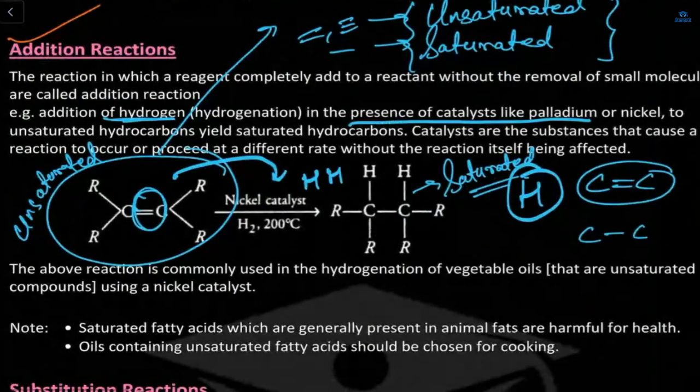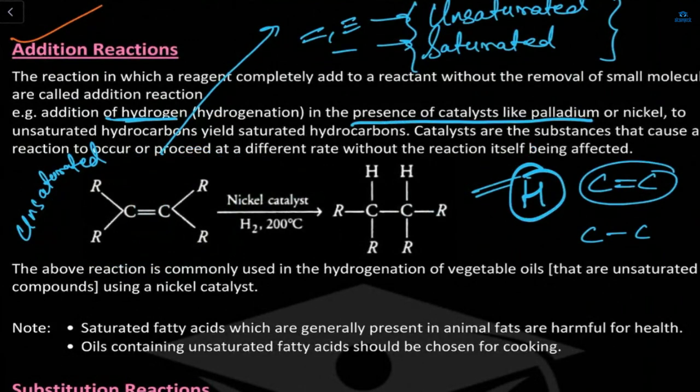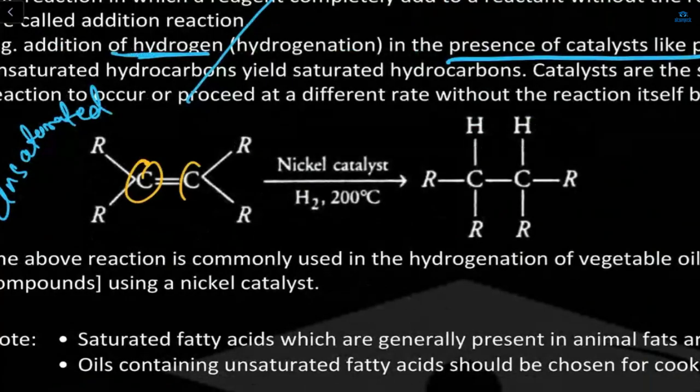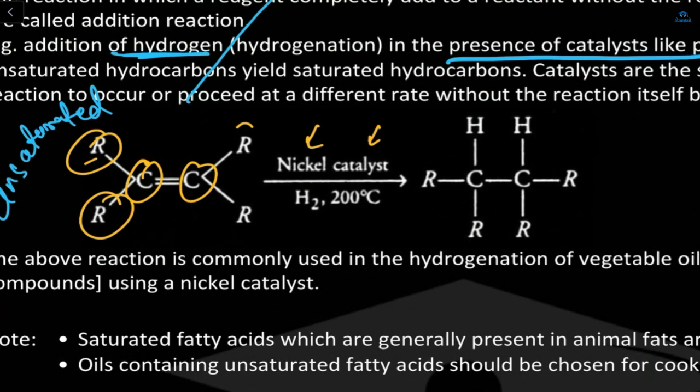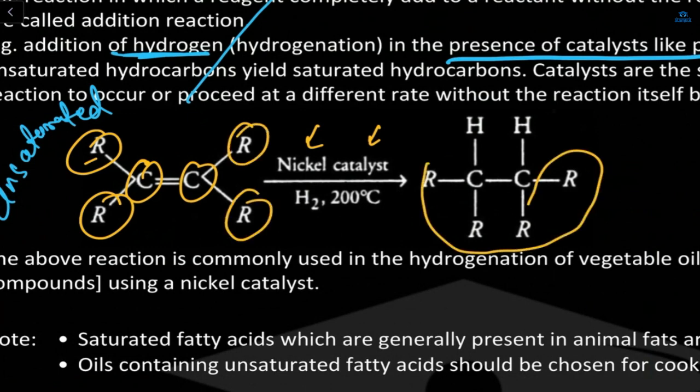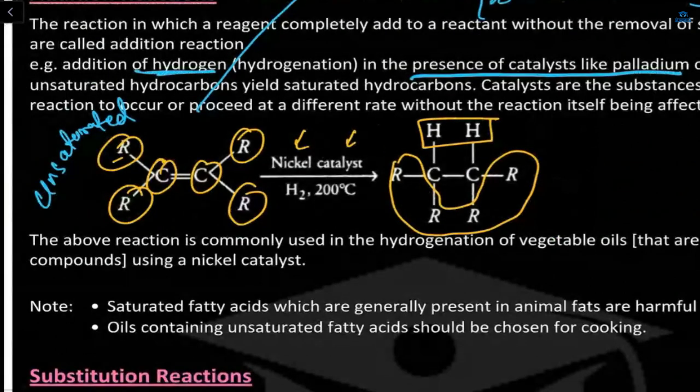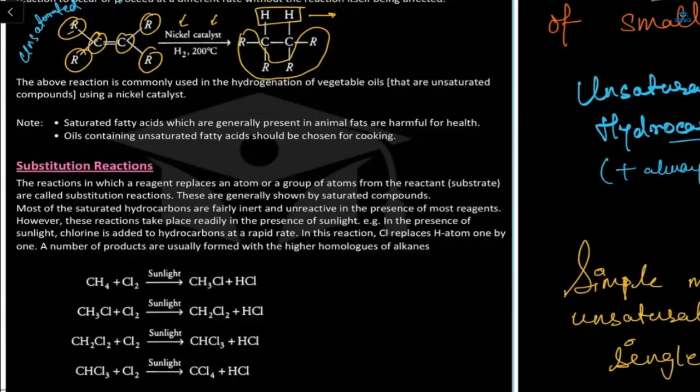Any doubt? See here, let's go through this once again. In this part, there's a carbon-carbon double bond and R. So when this reacts with hydrogen, what will be the product with the help of the nickel catalyst? See here, how many R are there? 4R, and here also 4R. But the hydrogen is also added over here. So this is the addition of hydrogen, which makes this whole process convert an unsaturated compound to a saturated compound. Very simple.